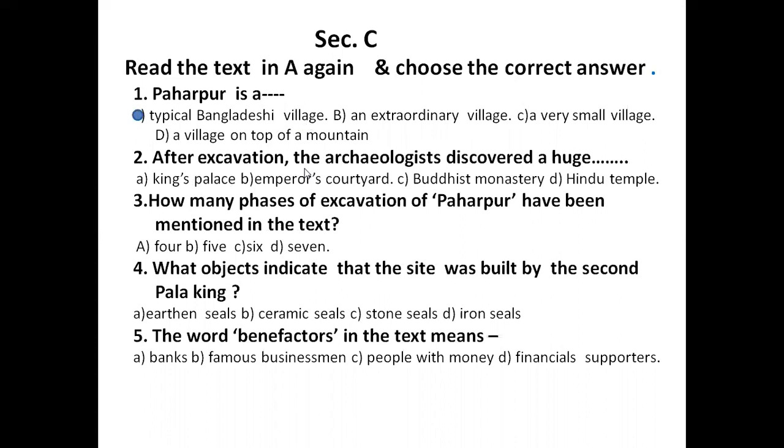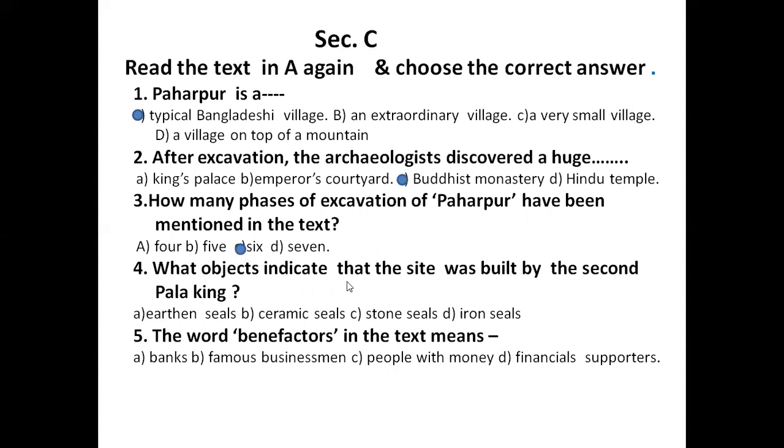Number 2, after excavation, the archaeologists discovered a huge King's Palace, Emperor's Country Yard, Buddhist Monastery, and Hindu Temple. Of course, the answer will be Buddhist Monastery. Number 3, how many phases of excavation of Paharpur have been mentioned in the text? You have already known that this site has been excavated and re-excavated a number of times. If we go through the text attentively, we will know that nearly 6 times this excavation work has been mentioned. So our answer will be 6.